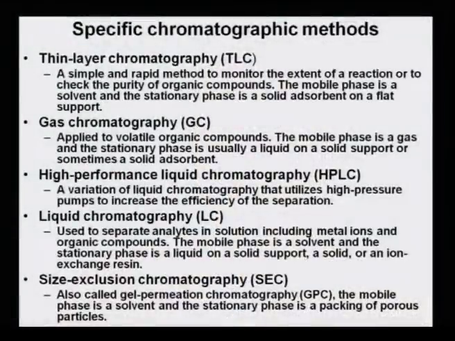Liquid chromatography is used to separate analytes in solution, including metal ions and organic compounds. The mobile phase is a solvent and the stationary phase is a liquid on a solid support, a solid, or an ion exchange resin. The next type of chromatographic method is called size exclusion chromatography or SEC, also called gel permeation chromatography or GPC. The mobile phase is a solvent and the stationary phase is a packing of porous particles.